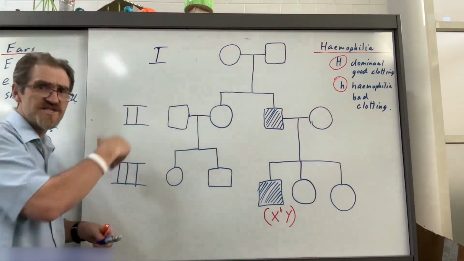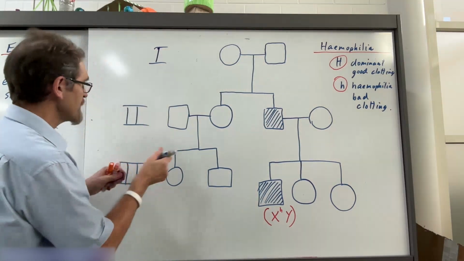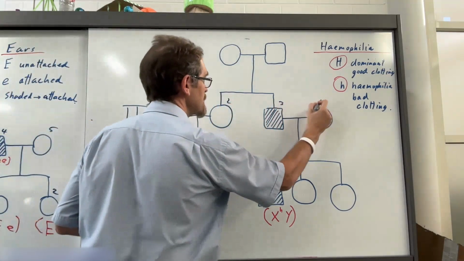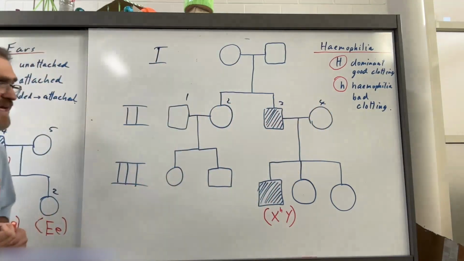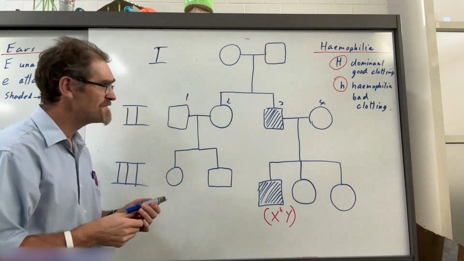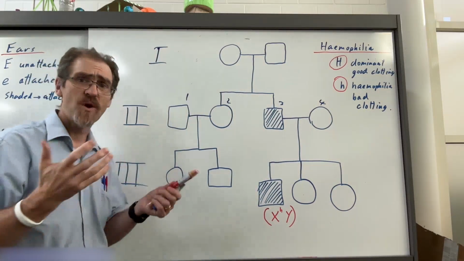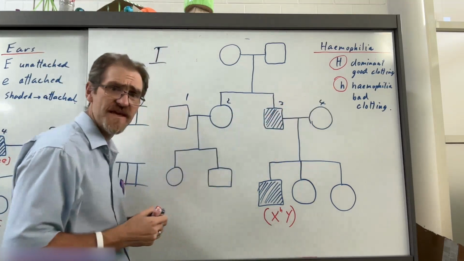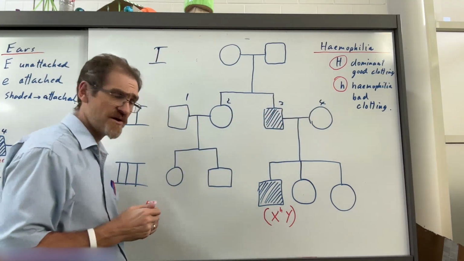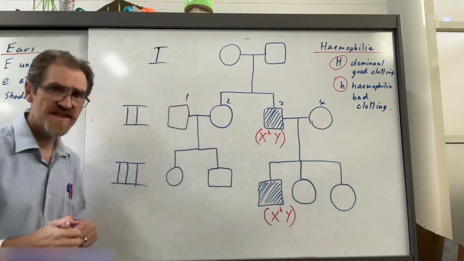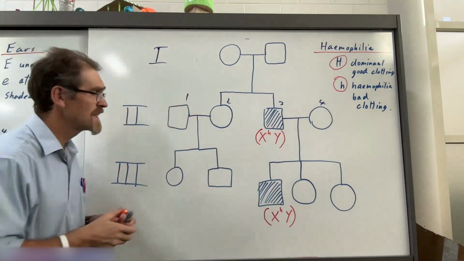So as you look at these three generations, generation 2, individual 3, is a haemophiliac, and they have the trait. They only have one X chromosome, and so that X chromosome has to have the recessive allele on it. So that's a given.